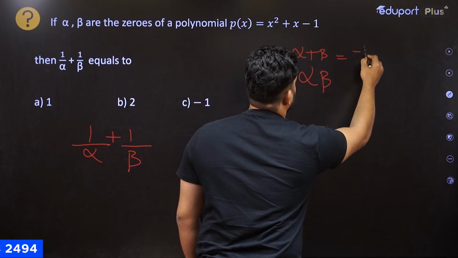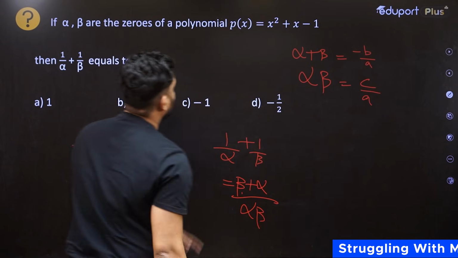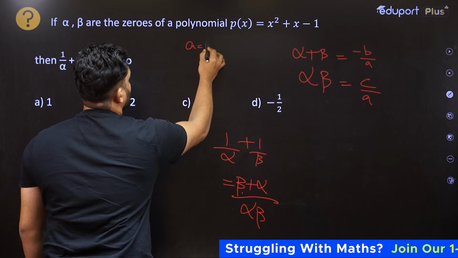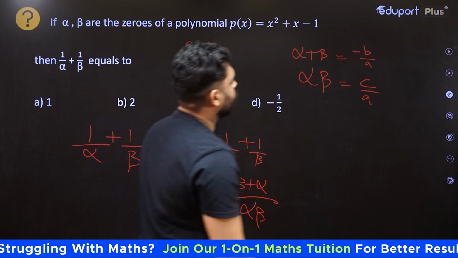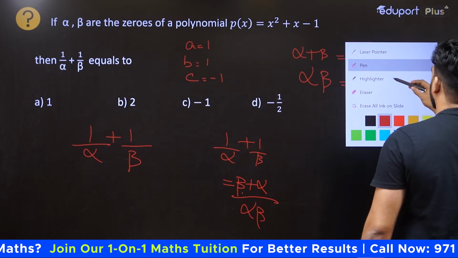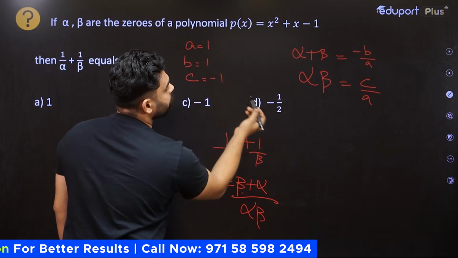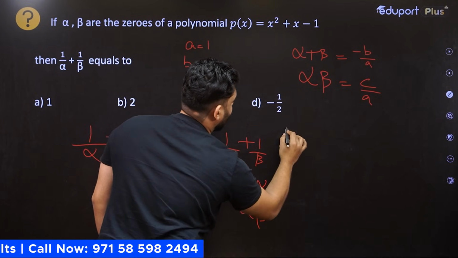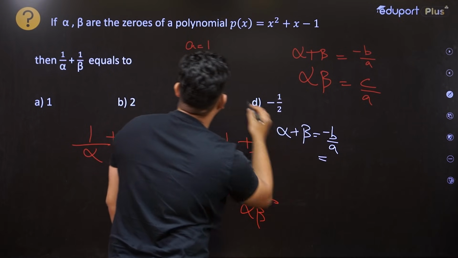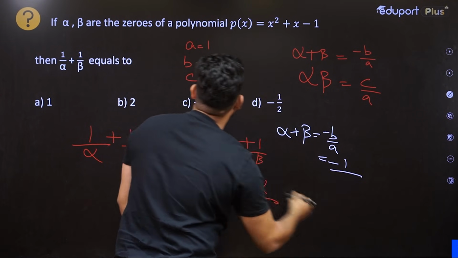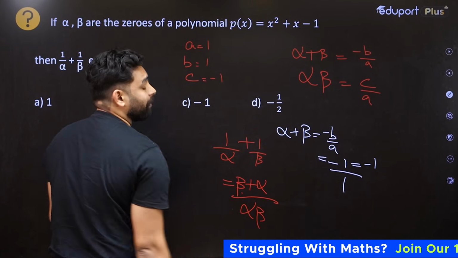This is nothing but minus b by a and this is c by a. So from here you will get a as 1, b as 1 and c as minus 1. Substitute the values. Alpha plus beta is nothing but minus b by a. So here b is 1, that is minus of 1 by a is 1, that is minus 1. So you got what is alpha plus beta.